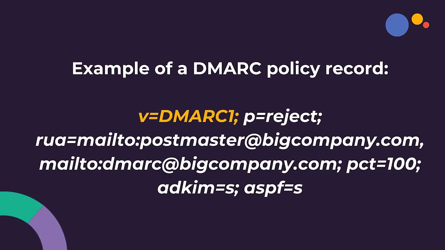The DMARC record is in the form of a line of plain text. You can see here an example of a DMARC policy record. The text is a list of DMARC tags and values separated by semicolons. Some tags are required and some are optional. A DMARC policy tells receiving servers what action to take on unauthenticated messages they get from your domain.